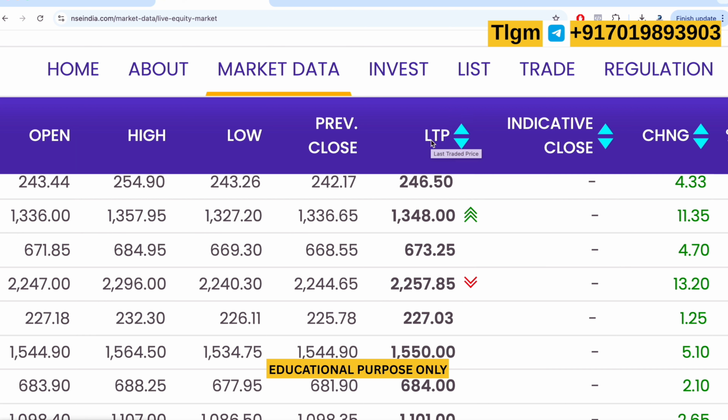LTP keeps changing in an active session. When there is an active trade session, the LTP keeps on changing, because whenever the stock goes up or comes down, the price keeps fluctuating based on the orders the instrument is getting. So that is LTP, last traded price. To put it simply, it is the current trading price of that particular stock or instrument.